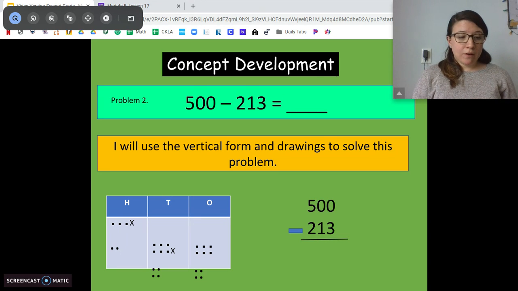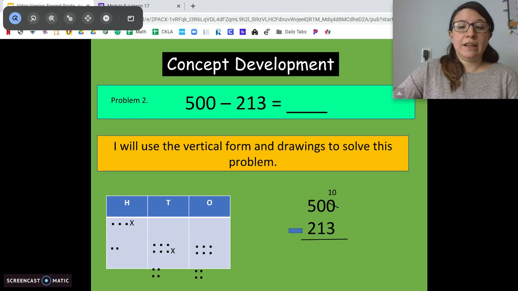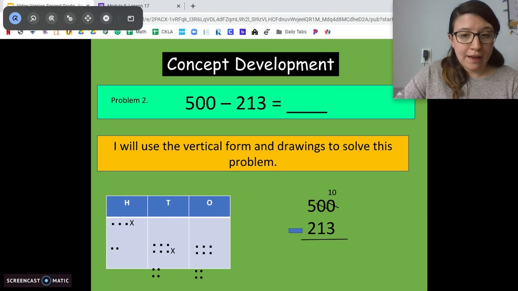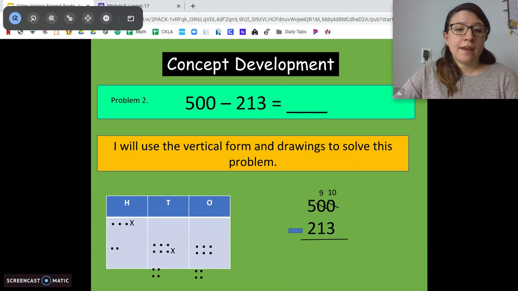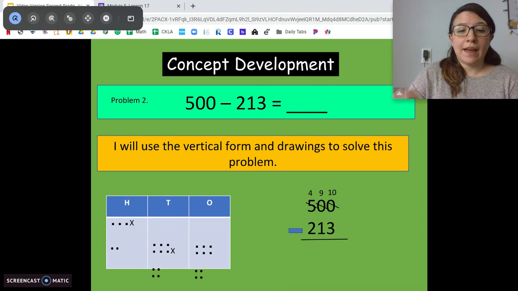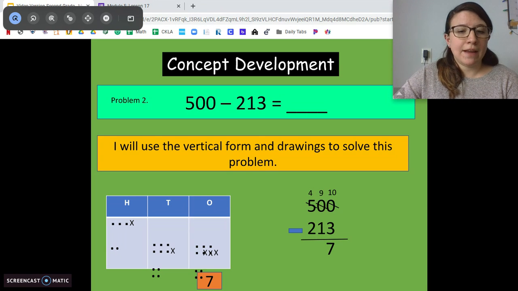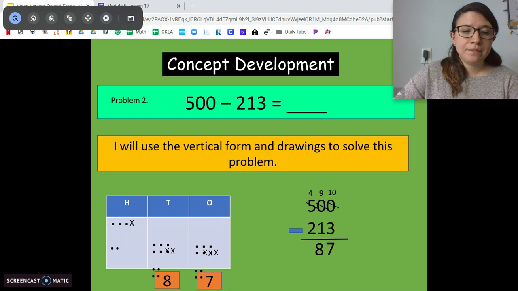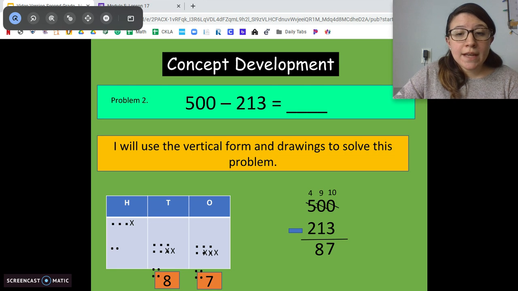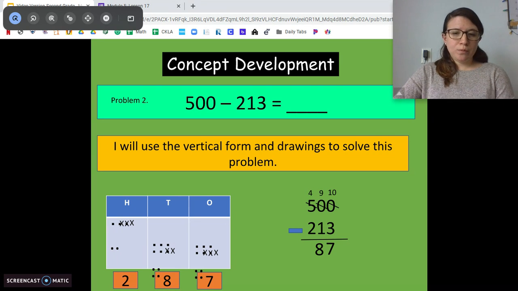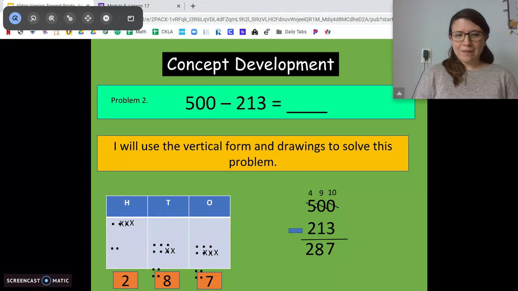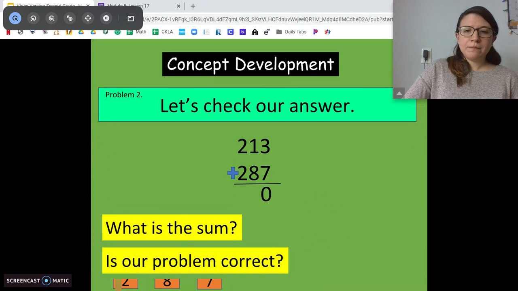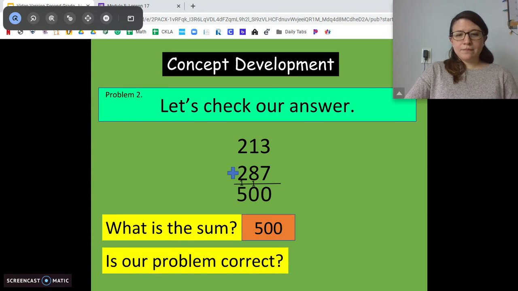So I'm going to show that on my vertical form. I'm going to change the 0 to a 10 because I now have 10 1s. And then in my 10s column, I have 9 10s. And in my hundreds column, I have 4 hundreds. Now I can subtract. I have 10 1s. I want to take away 3 1s. I end up with 7 1s. I have 9 10s. I want to take away 1 10. 8. And then I have 4 hundreds. I got to take away 2. End up with 2. Okay. And then we can check our answer by adding our parts. And we got it right.